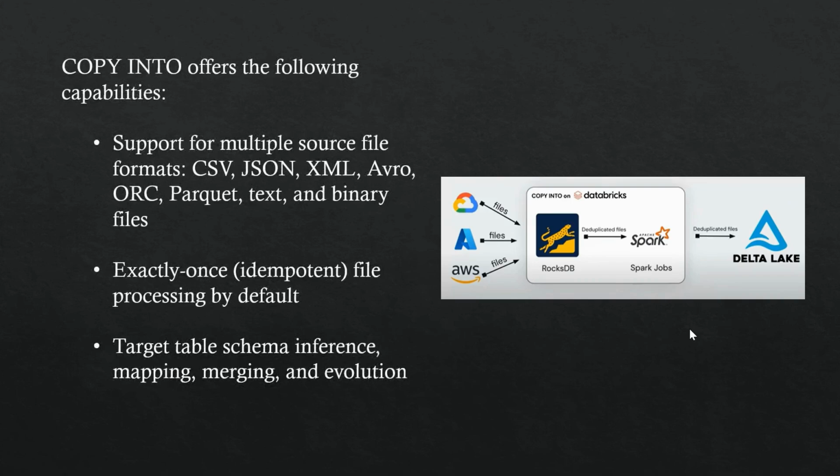Now let's say you have a file which can be of any format. It could be a CSV, JSON, XML, Avro, ORC, Parquet or text file. All these file formats are supported in the copy into operation. So all these files you can use to ingest the data into your Delta table using copy into. And as we have discussed, it's exactly-once file processing by default. If you want to process it one more time, we will discuss that as well, how you can do it, in the later slides.